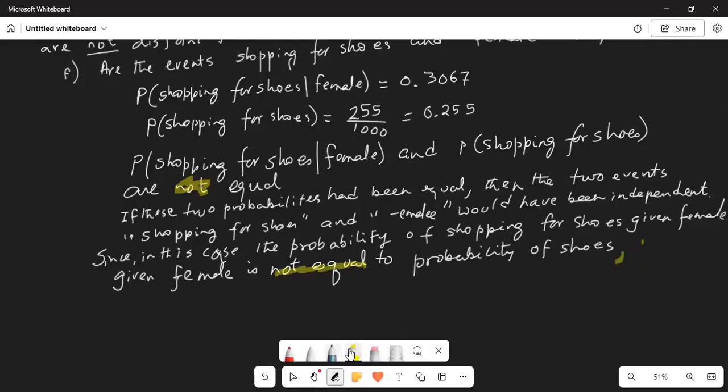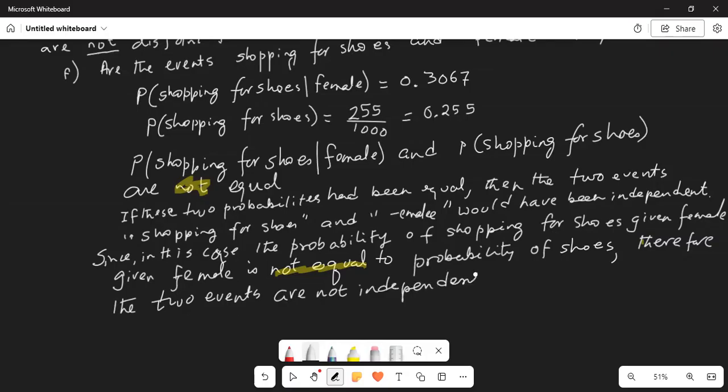Therefore, the two events are not independent. What does it mean in plain English? It means whether you are a male or female, it will influence the probability of shopping for shoes. Okay, that is, probability of shopping for shoes will be influenced by the gender of the person. Hence, they are not independent events.